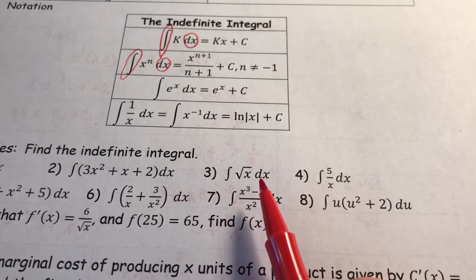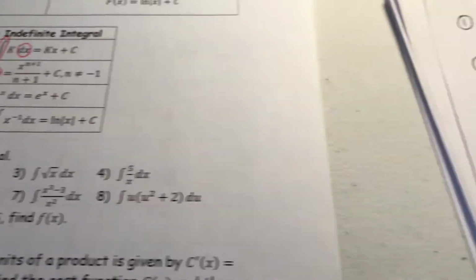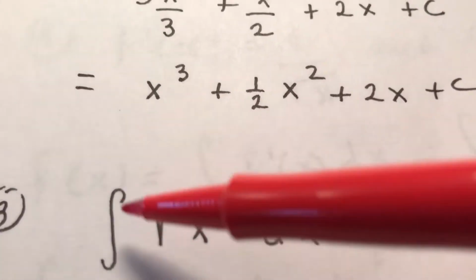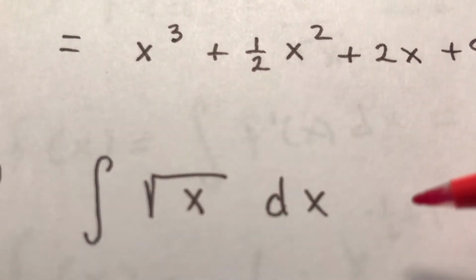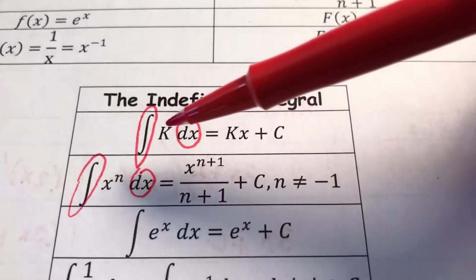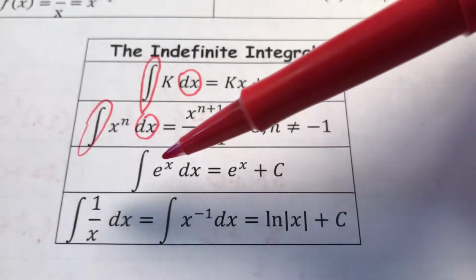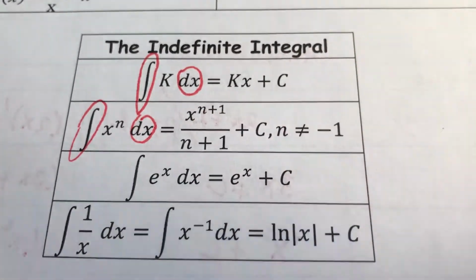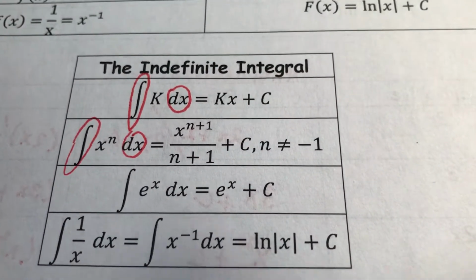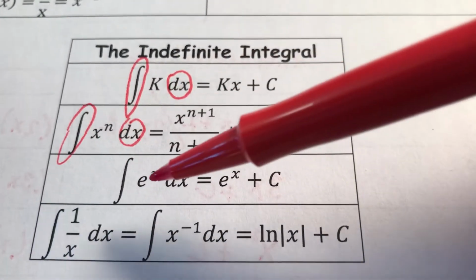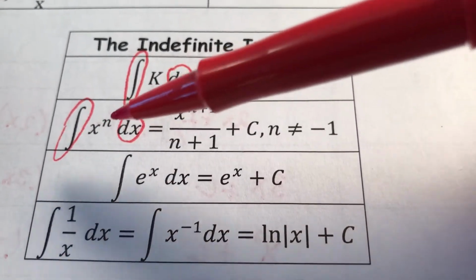Well, welcome to my world of language, math language. So I wrote it down, the integral of the square root of x dx. Now, what can we integrate? We can integrate a constant, a power of x, e to the x, and 1 over x. Just 4 things. That's it. And this is certainly not e to the x or 1 over x, but we can write it as a power.